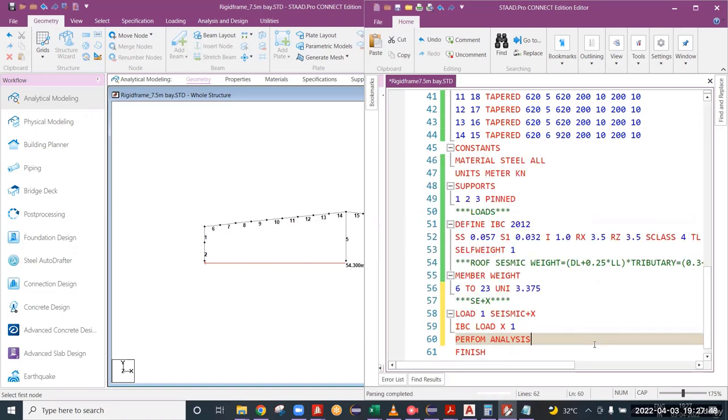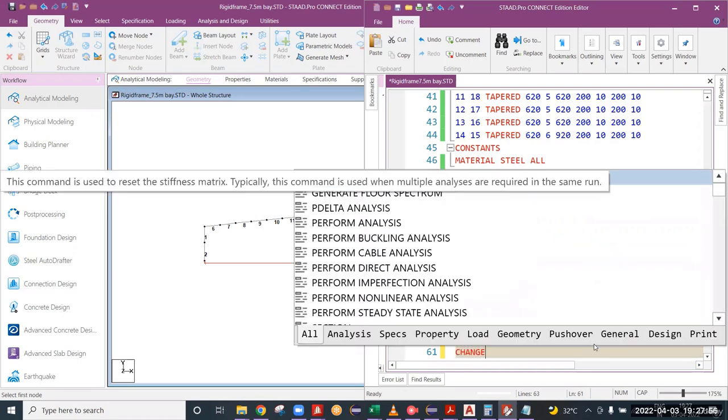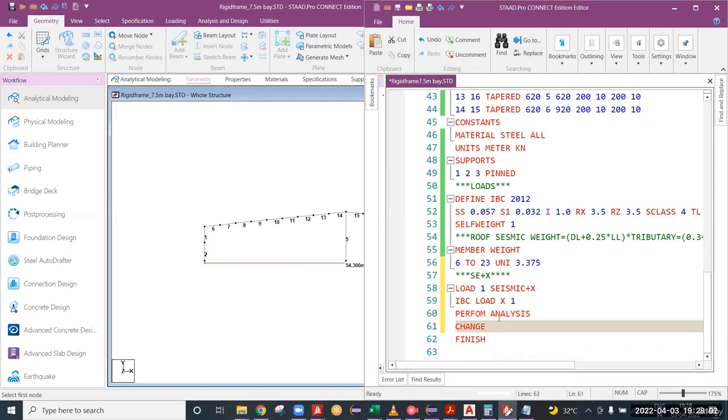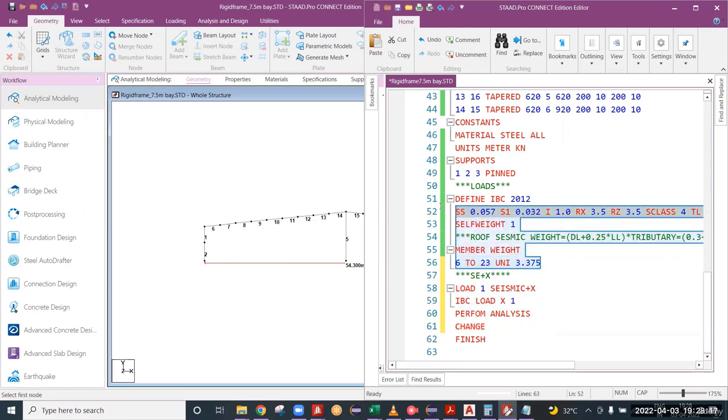So after you are applying seismic load, you have to give two commands: perform analysis and change. Why you have to give perform analysis and change? Because if you observe, we are defining two loads here, seismic positive x and seismic negative x. These two loads are defined by this command.